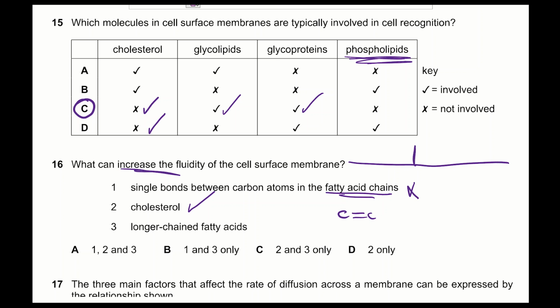The reason for this is that longer chain fatty acids mean there are going to be more bond interactions, and the more bond interactions actually decrease the fluidity, since there are stronger bond interactions. Therefore, this is actually incorrect. It decreases the fluidity instead of increasing it. Therefore, the only correct answer is going to be D.